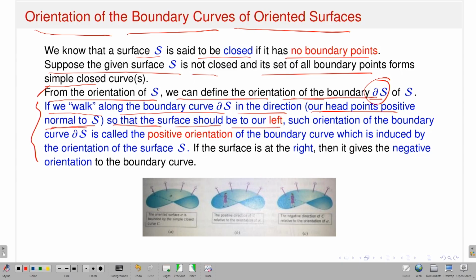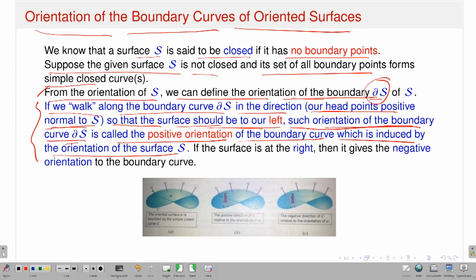So I should go along the boundary so that the normal points towards my head, and if I go in such a direction and see that on the left-hand side my surface is there, so that the surface is to our left, such an orientation of the boundary curve del S is called the positive orientation of the boundary curve, which is induced by the orientation of my surface S. So if I start with a positively oriented surface, I move along the boundary curve in such a way that the normal points outward, in the direction of my head, and the surface is on my left-hand side, then I am talking about the positive direction of the boundary induced from the surface S.